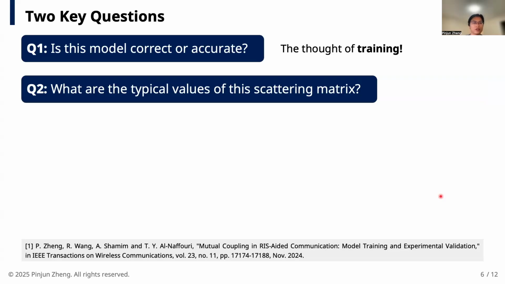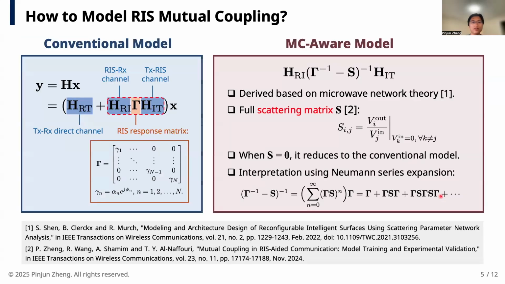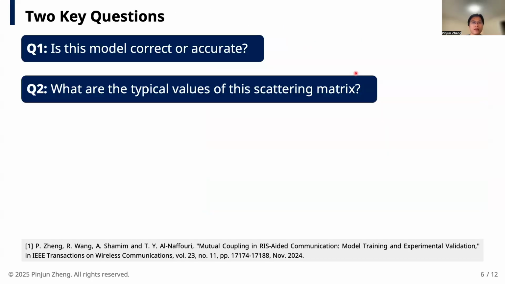And then another question is, what are the typical values of this scattering matrix? In academic research, we often need to do simulations. When we do simulations, we would like to know what kind of value we should assign to this S matrix to conduct a fair evaluation of the performance with RIS mutual coupling.